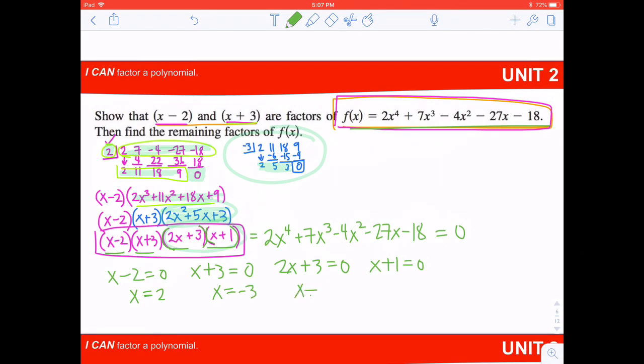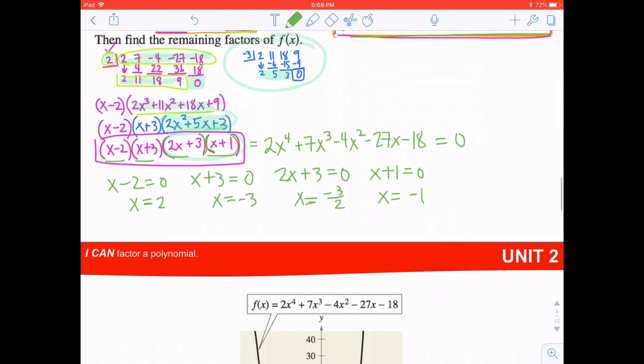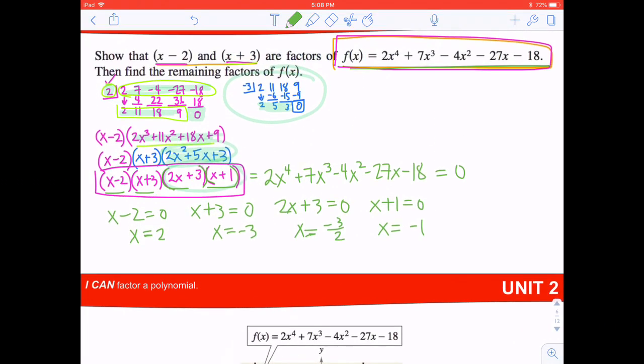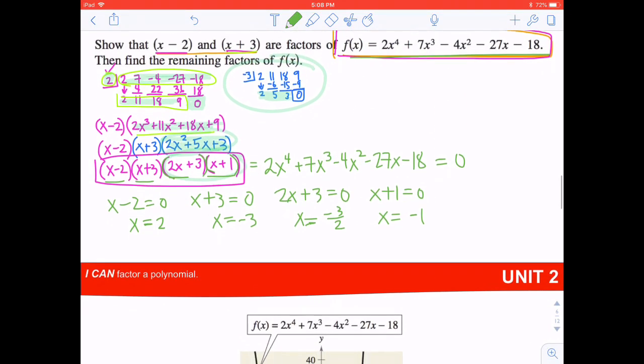So x is going to be minus 3/2, and then x is going to be -1. And if we look closely, there is our -3, that's our 0. There's our -3/2, there's that -1, and then there's that +2. So we found all of those x-intercepts, or all of those zeros, just by factoring there.